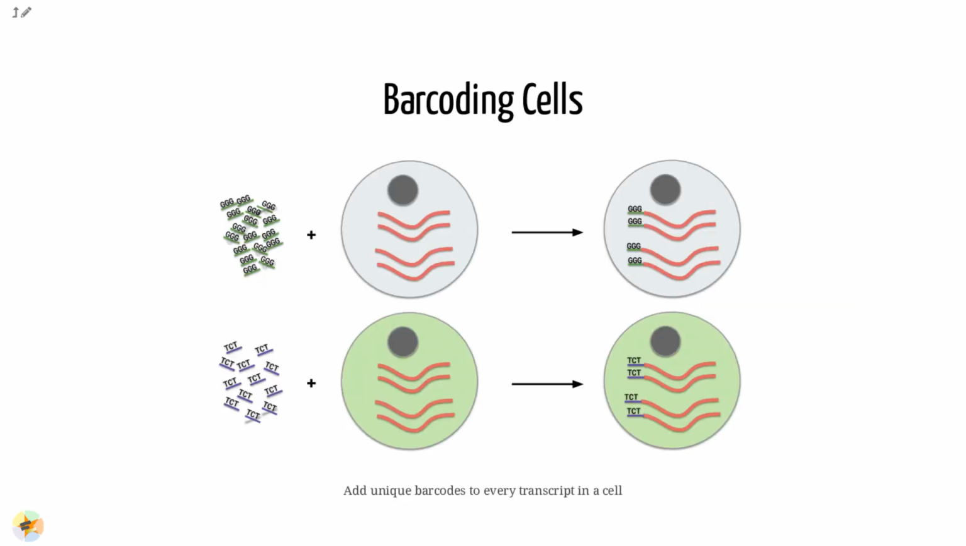cells can be barcoded. Barcodes are unique sequences that are added to each RNA molecule. They are not unique to the molecule, but unique to the cell such that any two RNA molecules will be tagged by the same cell barcode, should they exist in the same cell. RNA molecules from different cells will have different cell barcodes.